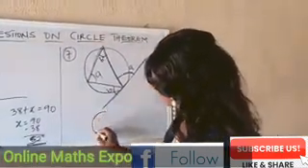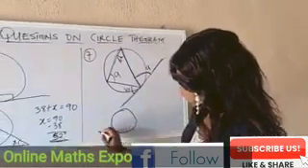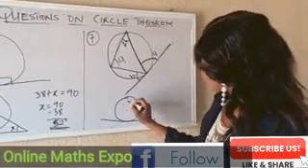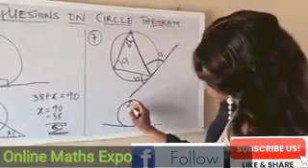If I have a circle, this is our circle, and I have a triangle inscribed in it.